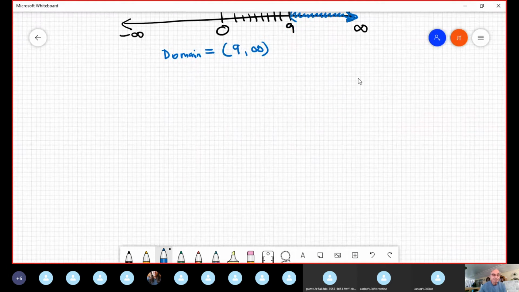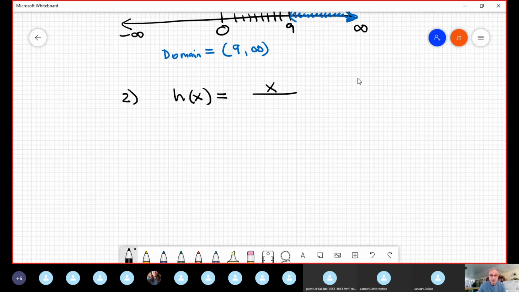Example 2 is interesting. It's h of x. Remember function notation: you put the name of the function, I want to call it h. And the expression is x over x squared plus 1. This looks like a P over Q because we have no radical. So the denominator is impossible to be 0. It's illegal to be 0.